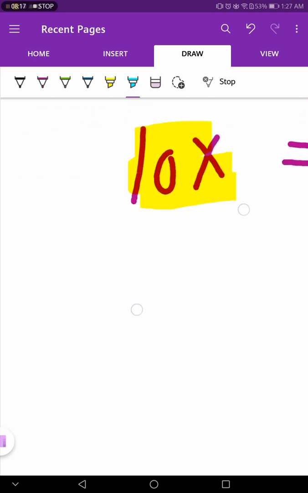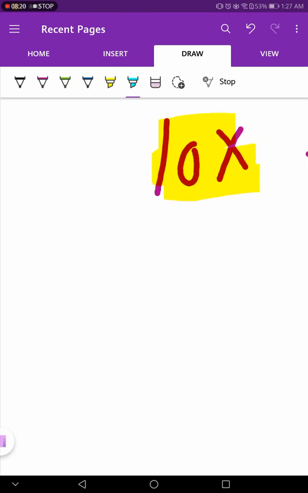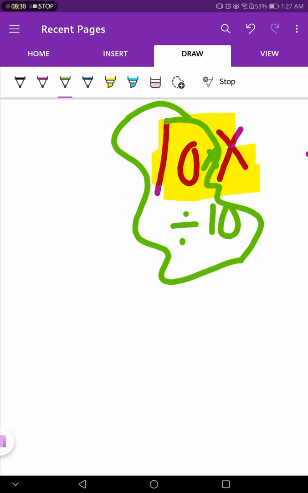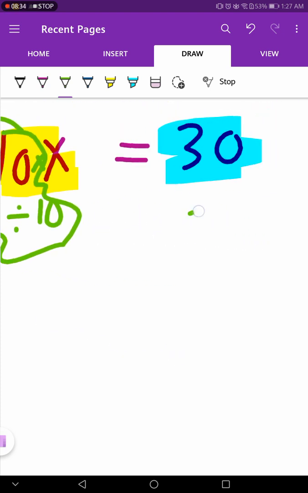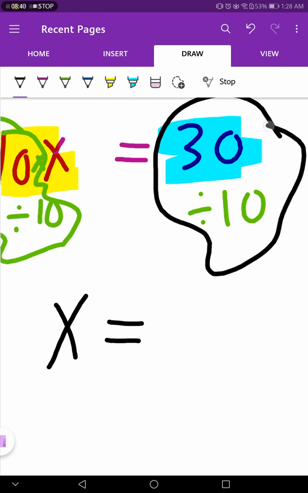Okay, move to the side that has a variable. The coefficient of x is 10 and it is multiplied by x, so the opposite is divide by 10 to eliminate the 10, the coefficient of x. And what you do on the left you have to do on the right. The x comes down and waits for what happened on the other side. 30 divided by 10 equals 3.